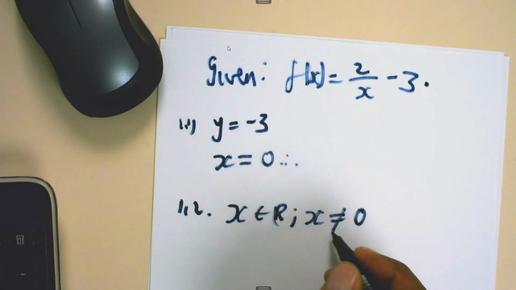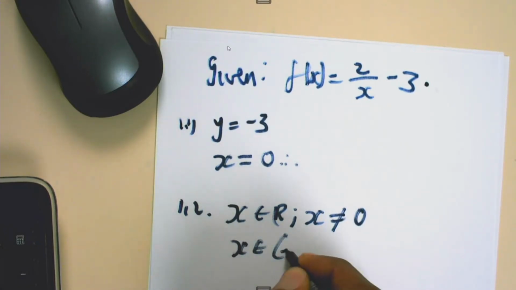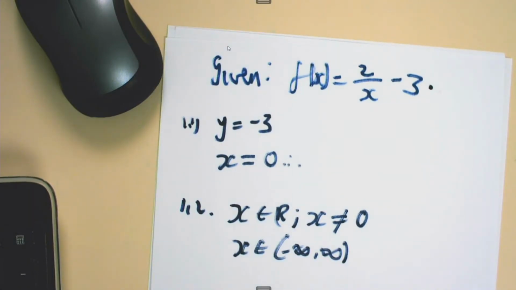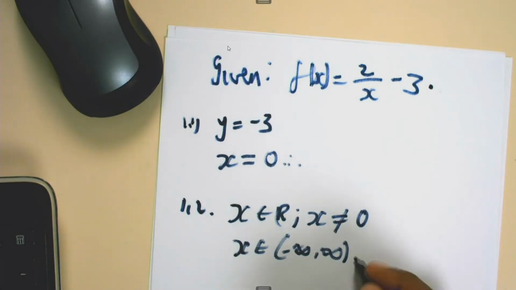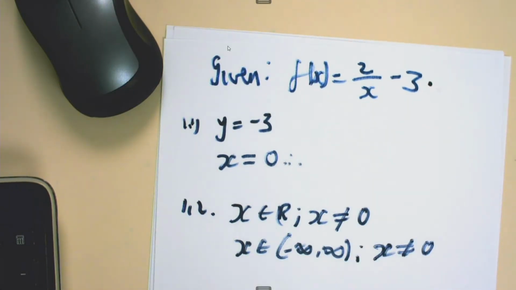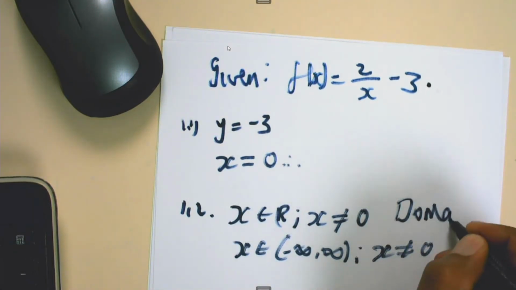Or if you don't want to use x element of real, I said you can also say x element of negative infinity to positive infinity, but x cannot be 0. Let us not forget that one. It is very, very important. Then you can also use set builder notation. Then we have different ones that we can use. Okay, right, that is one. This one is where we are talking today, the domain of the function.